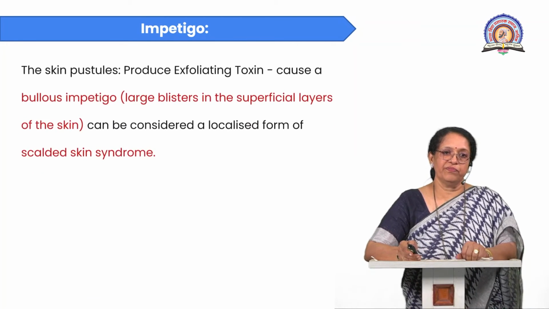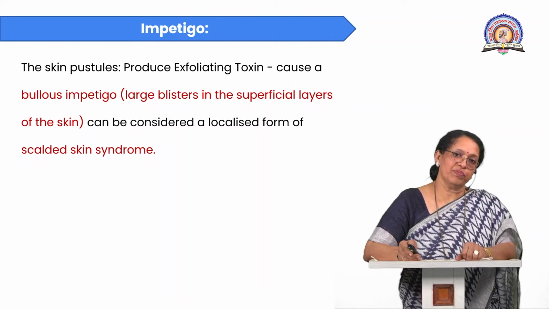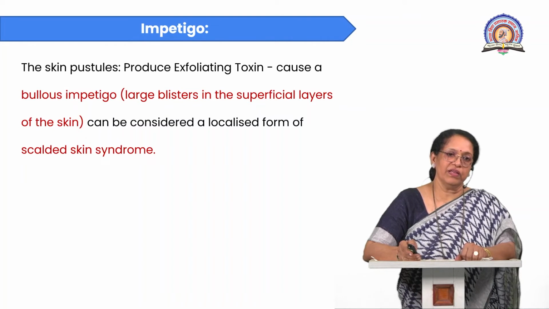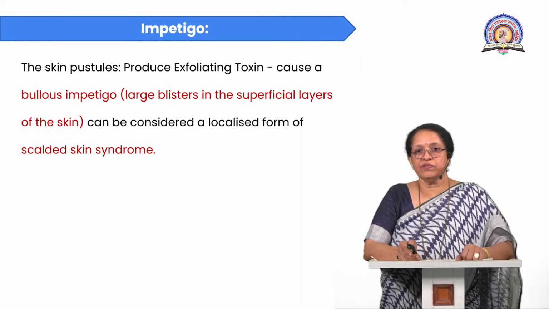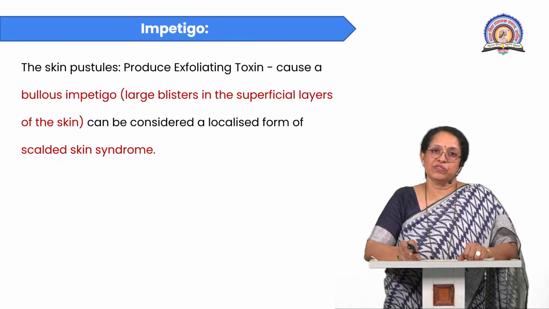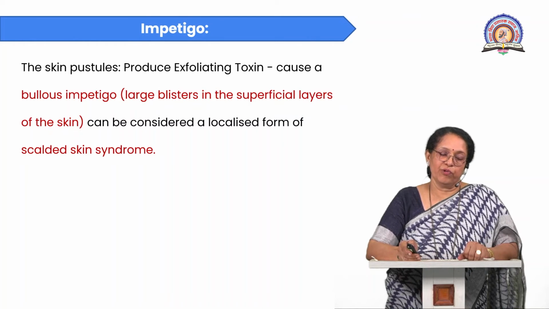Next one is impetigo. This is again a type of skin pustule, where pus is present, a boil, a skin pustule. This also produces one exfoliative toxin. This is responsible for a different type of symptom called bullous impetigo.